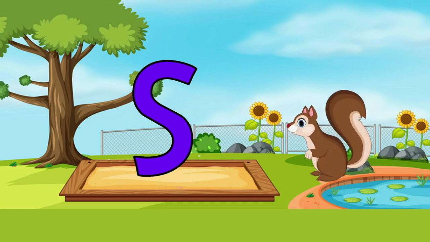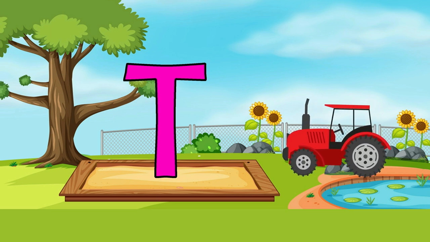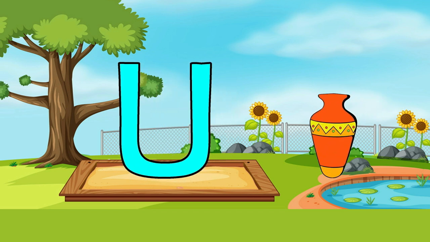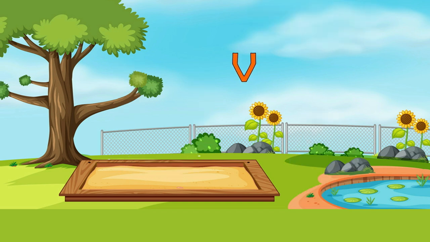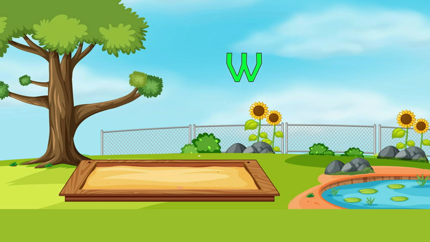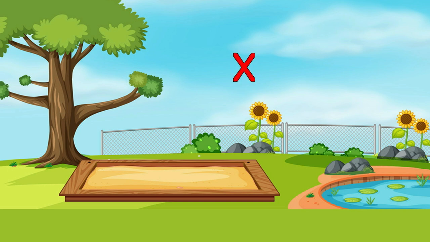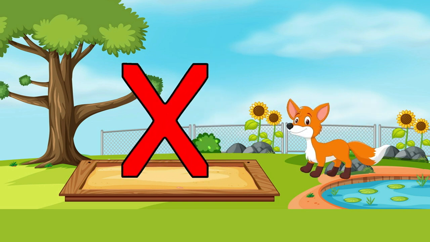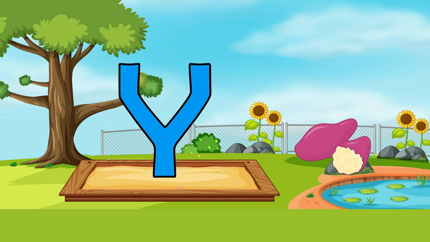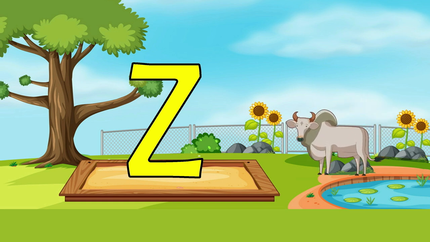S is for squirrel. T is for tractor. U is for urn. V is for volleyball. W is for wheel. X is for fox. Y is for yum. Z is for zebu.